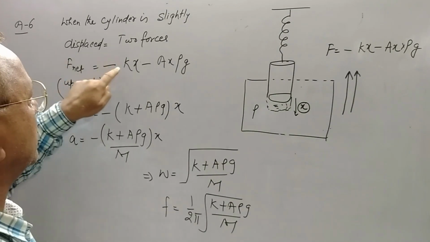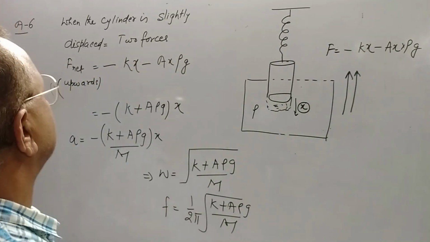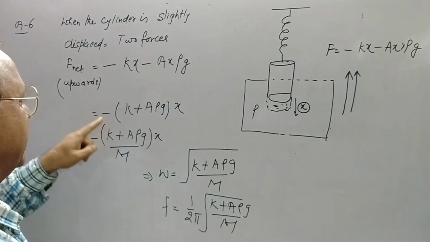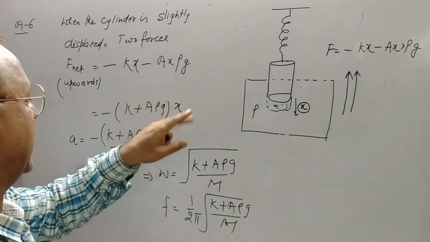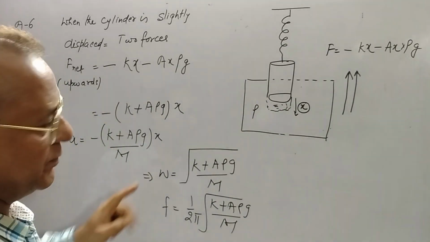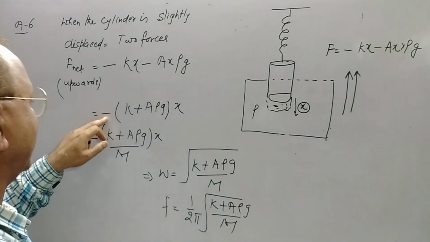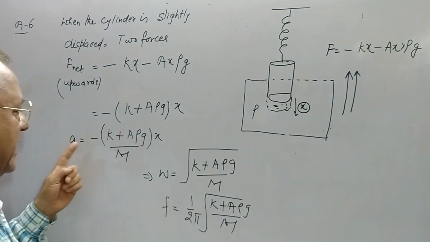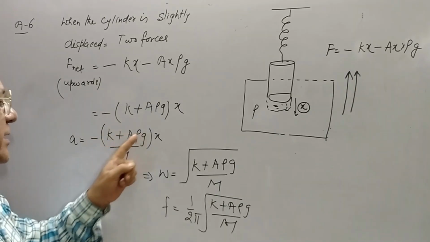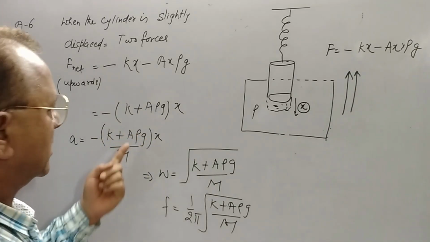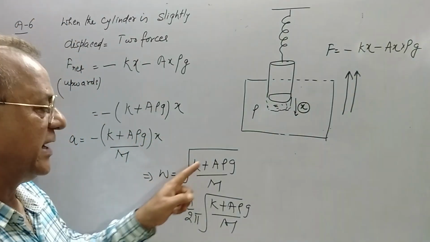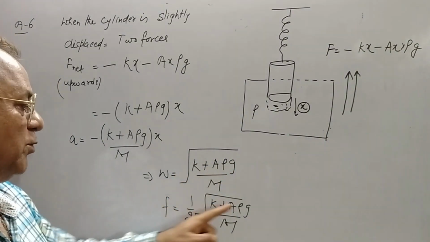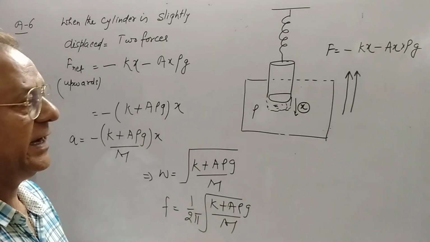Total force F net is equal to minus kx minus A x rho g. Why minus? Because x is taken positive, so upward force is negative. Minus k plus A rho g times x, because the force is directly proportional to x and restoring, therefore the cylinder will undergo SHM, and acceleration is equal to minus of k plus A rho g by m times x. Comparing with the standard, omega is equal to root of k plus A rho g divided by m, f is equal to 1 upon 2 pi root of k plus A rho g by m. This is the answer.